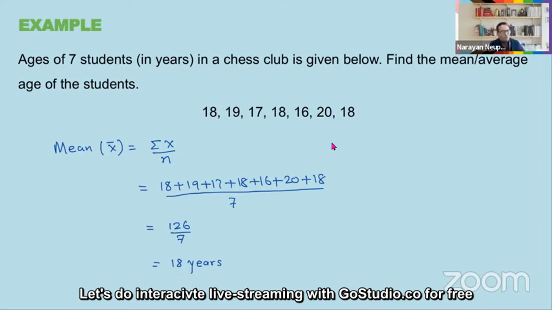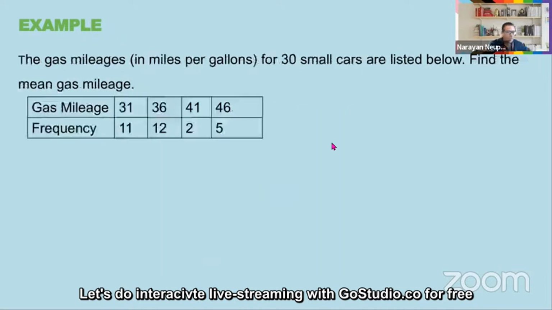No question. Okay. Now let's move on to the next one. So this one is the grouped data, as you can see. Gas mileage in miles per gallon for 30 small cars are listed below. We have to find the mean gas mileage. They have given the mileage, that is your data value X. Mileage is the data value: 31 miles per gallon, 36 miles per gallon, 41 miles per gallon, and 46 miles per gallon. And we have the frequency F.